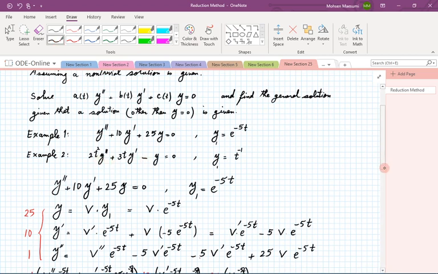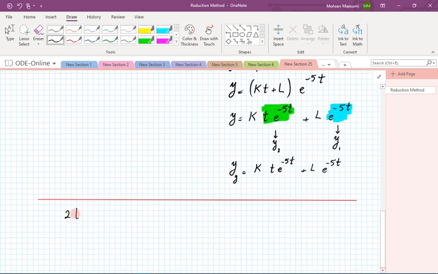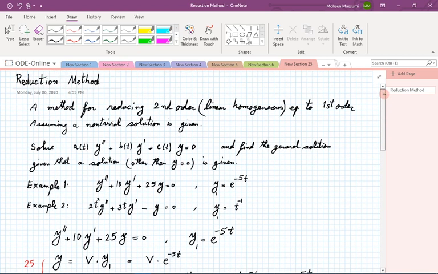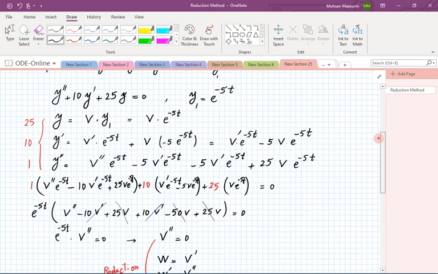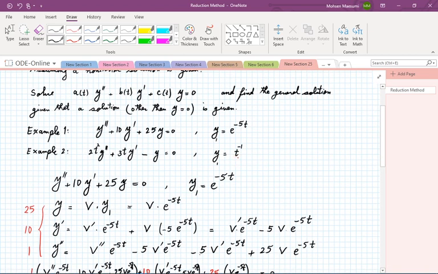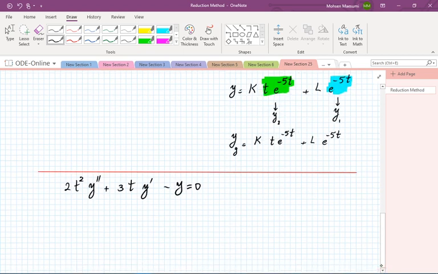So let's see. 2t squared y double prime plus, I guess the next one was 3t y prime. Let me make sure. 3t y prime, and then minus y, and what we are handed is that solution number 1 is t to the power of minus 1. So if you want to call it, y1 is t to the power of minus 1.